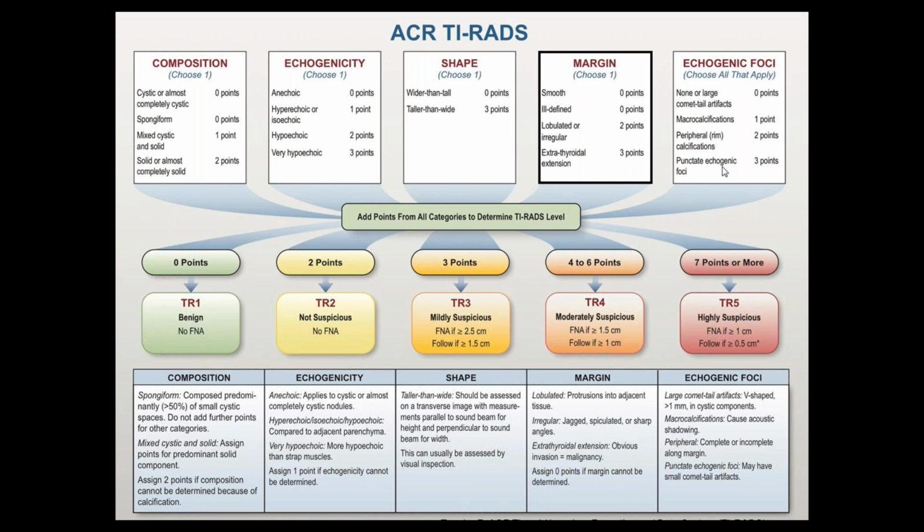Once you have all the points, you add them up and you end up with a TI-RADS or TR level, ranging from TR1 to TR5. The annotations below TR3, TR4, and TR5 indicate what management to recommend based on the maximum dimension of the nodule, whether it's a fine needle aspiration, FNA, or follow-up. If the nodule size is below the threshold for follow-up, no further follow-up is recommended. And the boxes at the bottom have explanatory notes that help apply each of these categories.